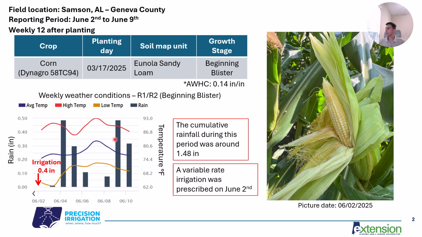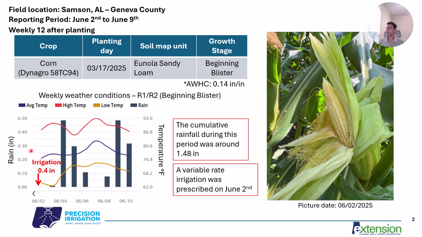The report for this week for the weather conditions says that we have an increase in temperature. We report 78 degrees Fahrenheit for the average temperature, and even reaching, for example, on June 7th, a maximum temperature of 93 degrees Fahrenheit. According to the cumulative rainfall during this period, we get around 1.48 inches.